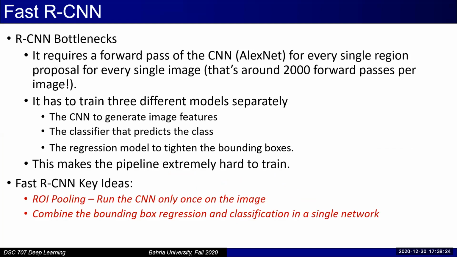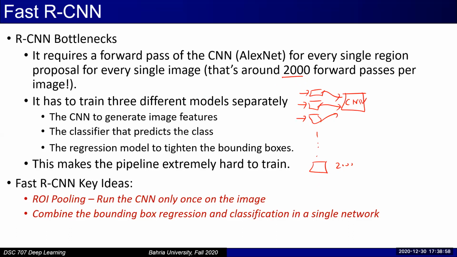Just a quick recap. The first one was that there's a CNN, and there are 2000 region proposals. Many of these are overlapping, and they are fed separately to the CNN. Means first you feed the first one, then the second one, then the third one, and so on, until the last one. So you are feeding 2000 regions separately to the CNN. Means 2000 forward passes per image, which is a bit too much, right? So this was one major drawback.